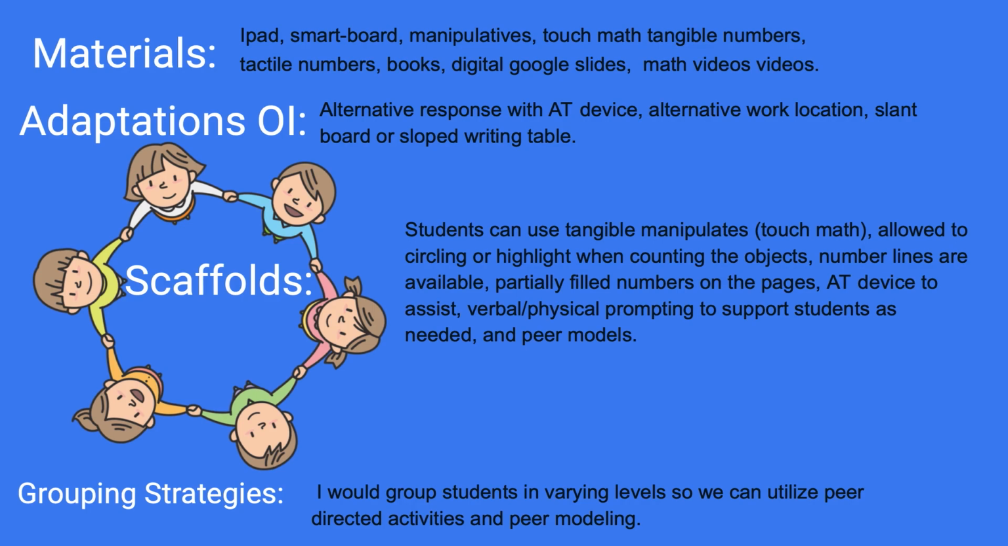The scaffolds that we would be using in this lesson: the students would have tangible manipulatives, and be allowed to circle or highlight when counting the objects. Number lines are available, with partially filled in numbers on the pages, an AT device to assist, verbal and physical prompting to support students as needed, and peer models. For grouping strategies, I would group students in varying levels so we could utilize peer-directed activities and peer modeling.